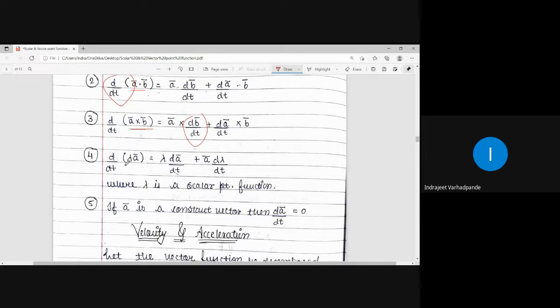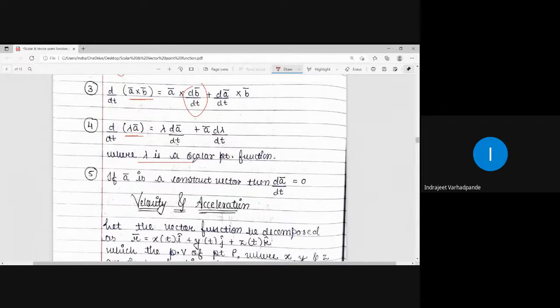d by dt of lambda A bar. In lambda A bar, if lambda is constant, take it outside, derivative of A bar, plus A bar outside, derivative of lambda with respect to t. If A bar is a constant vector, what is lambda over here? Lambda is nothing but a scalar point function. If A bar is a constant vector, then the derivative of that constant vector is going to be 0. So if A bar is a constant vector, then dA bar by dt is equal to 0.